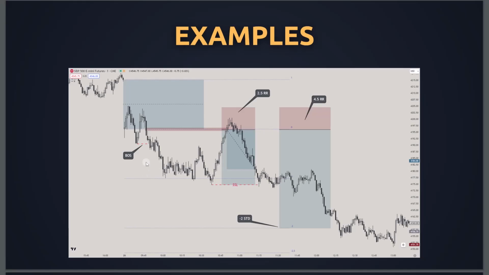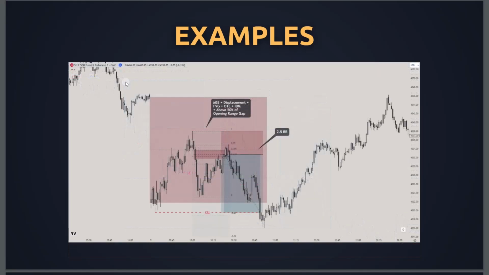We could target those, and you can see the first target, the -1 is right here. This is the -1. -2 is right here. So if you target the -2 standard deviation, target hit here, it would be a 4.5 reward to risk. So you could use the standard deviation to measure your targets and to get a higher take profit.